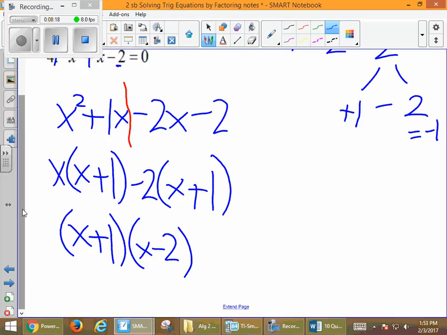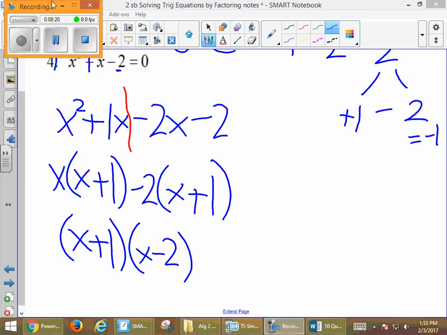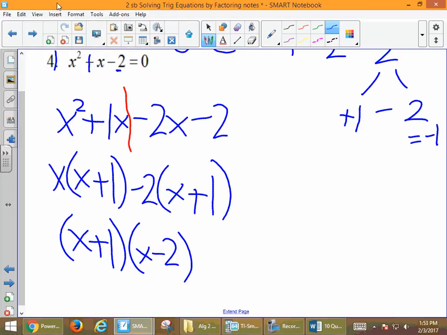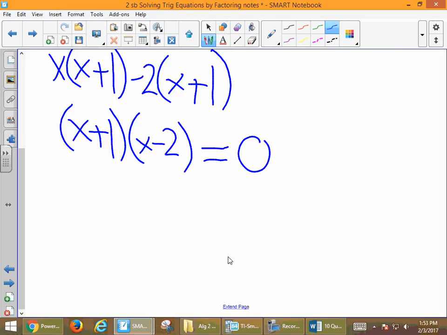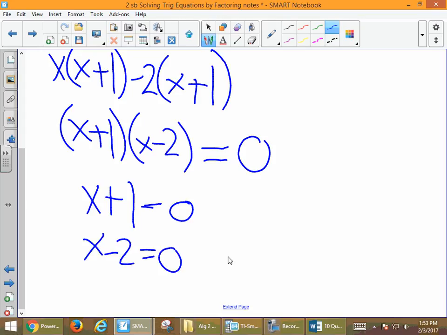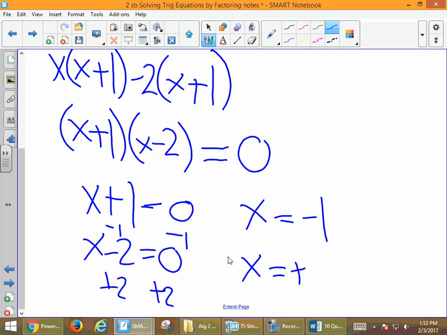And so we need to remember back up top that this was all equal to 0. And so there's a rule called the zero product property, which just allows us to set x plus 1 equal to 0 and x minus 2 equal to 0, and then we solve. So we subtract 1, and we get x equals negative 1, and x equals positive 2, sorry.